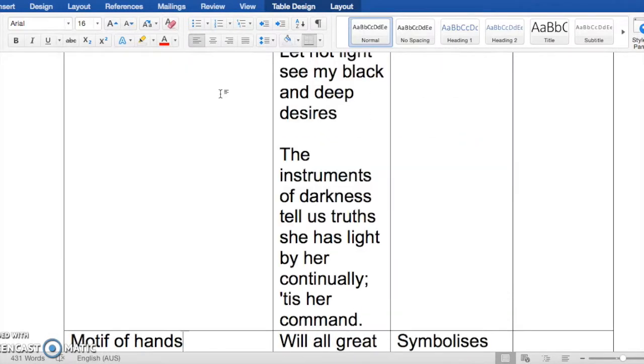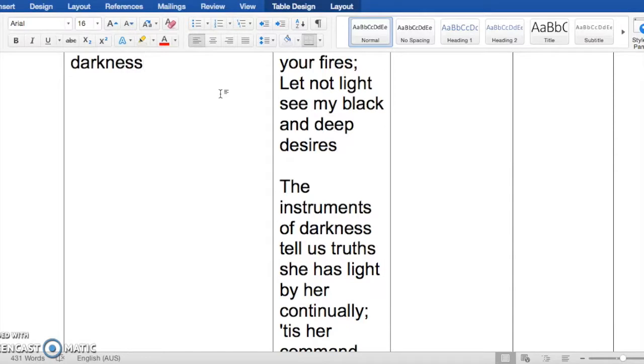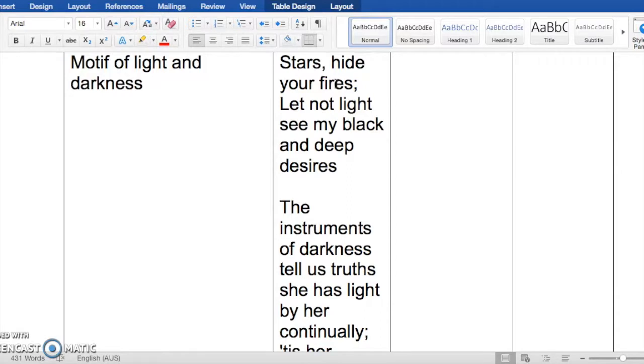So the next motif, oh, this is really annoying, isn't it? The motif of light and darkness. And this is, again, a symbol that Shakespeare repeats throughout the play. And here I've got several, because I want to show you how to actually use motifs. The best way to use motifs is to use more than one example to show how something is symbolized throughout the play. So this line is taken from Macbeth, when he says, "Stars, hide your fires, and let not light see my black and deep desires."